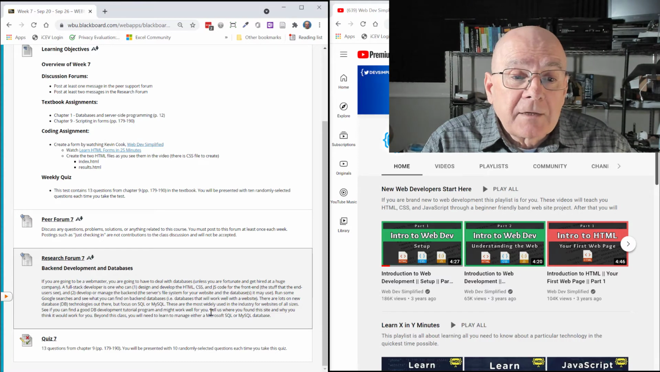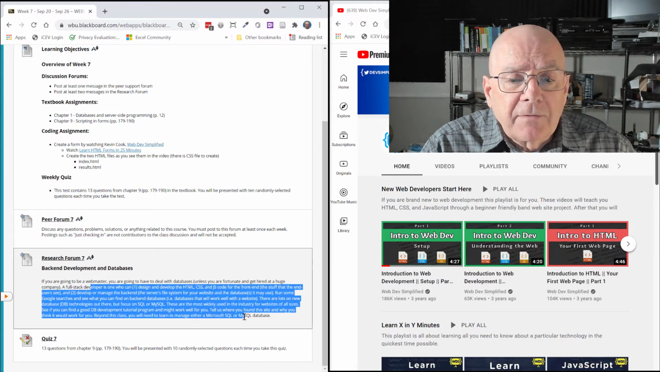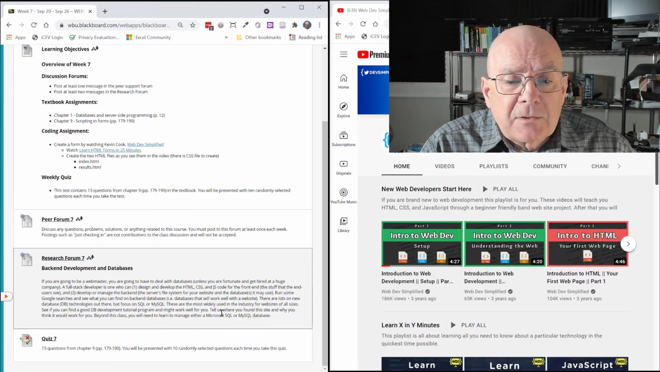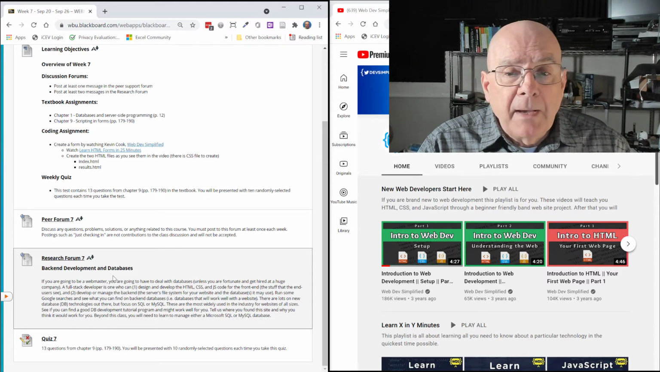So spend some time looking at that this week and give yourself a good foundation of knowledge, looking into things like PHP and SQL and MySQL databases, and just understand the difference between front end and back end.